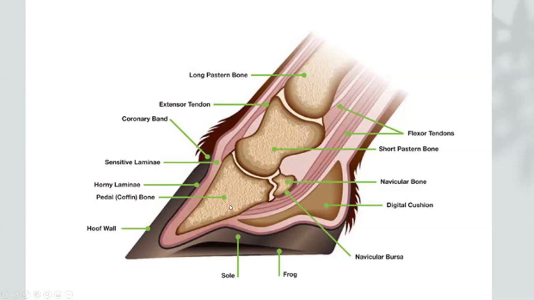All right, anybody know what this tendon is that's coming down here and hooking to the coffin bone? Deep digital flexor tendon. Awesome. Good job. So that deep digital is what's going to hold that coffin bone and pull it backwards as the horse moves forward. Hopefully your horse has a nice big digital cushion. What does that help with?